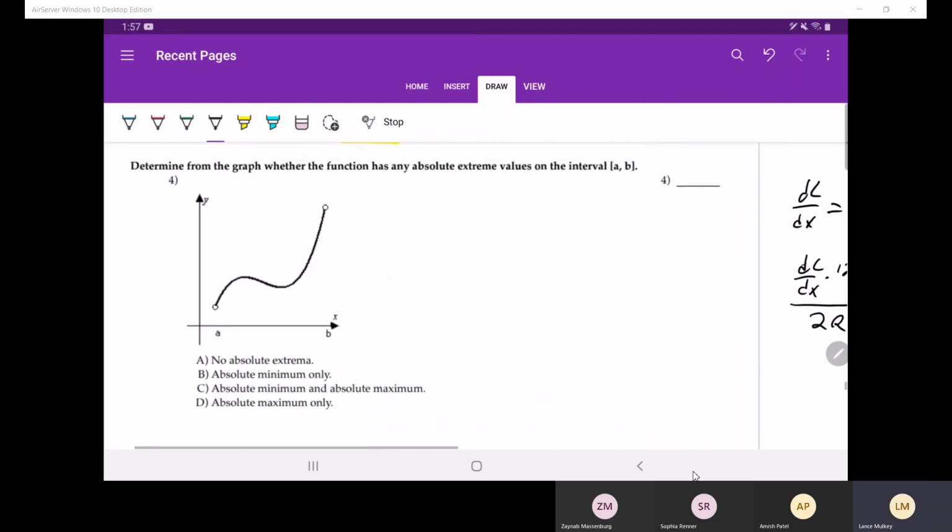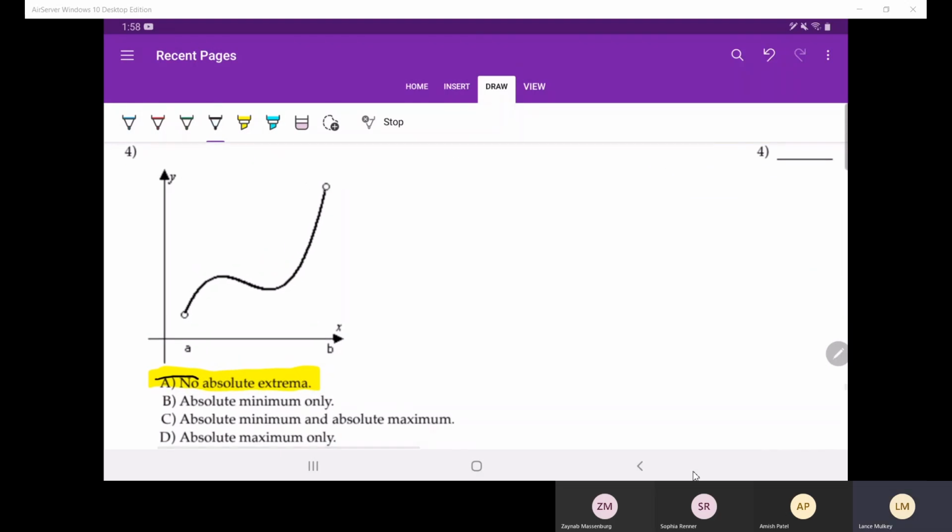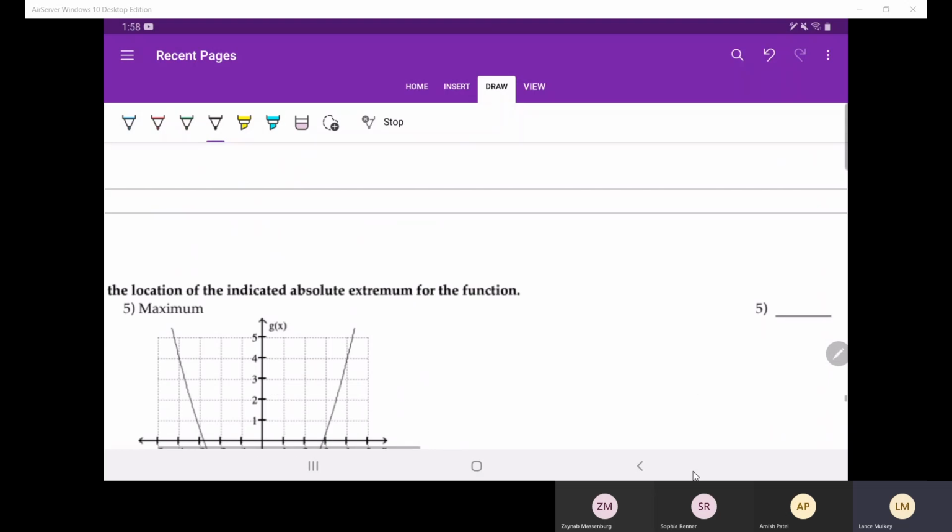Okay, so determine from the graph whether the function has any absolute extreme values on the interval a to b. So are there any absolute extreme values? Correct. It's like that because these are open, not closed. And because they're open and not closed, you can't say that they're absolute. Because up in here, this is a local max and a local min, but they're not absolute. So, got to pay attention to your endpoints always with these questions.